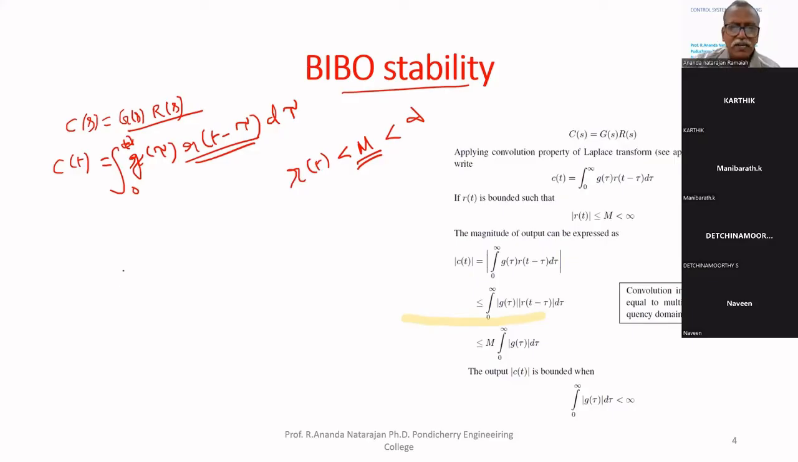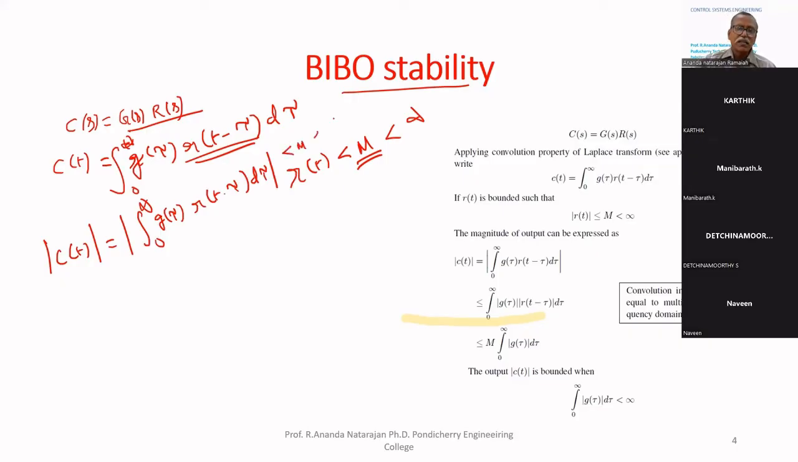Therefore, I can write the modulus of C of t equals the modulus of the integral from 0 to infinity of G of tau R of t minus tau d tau. This must be less than infinity, less than M, less than infinity. Then the system is said to be bounded. The final output must be less than infinity, a measurable quantity.